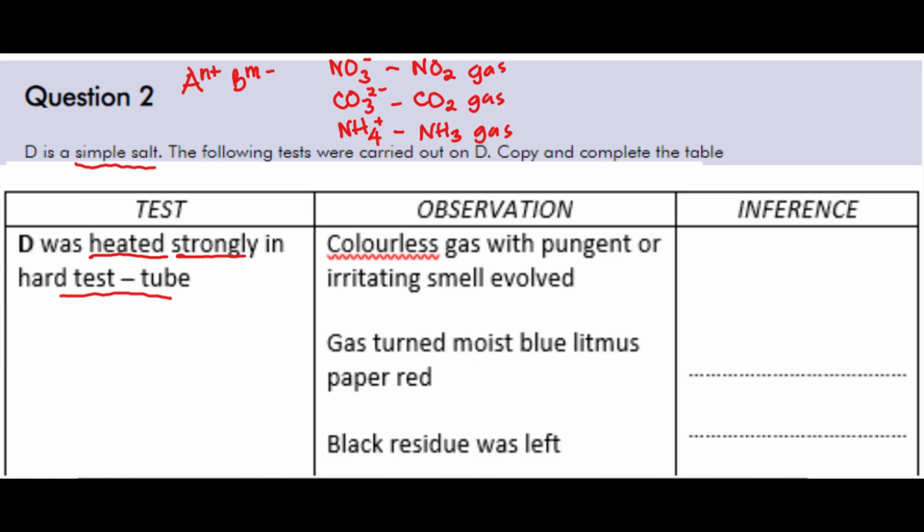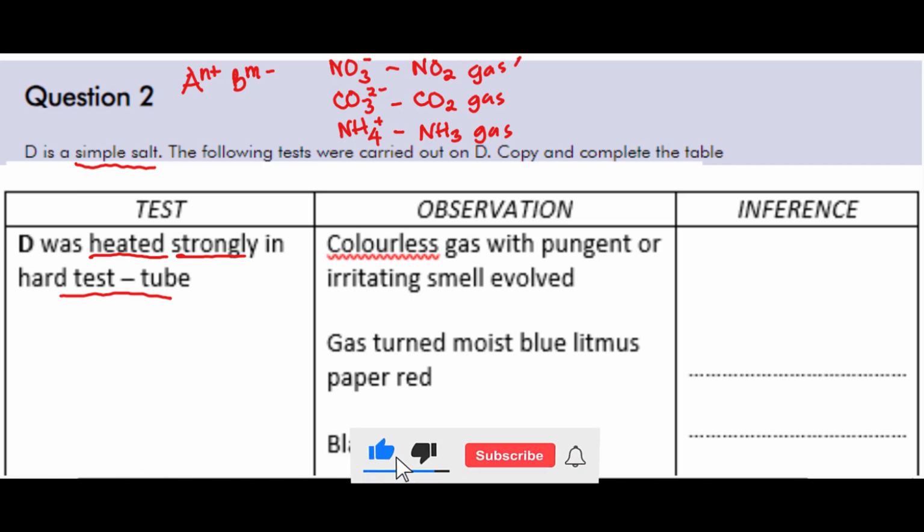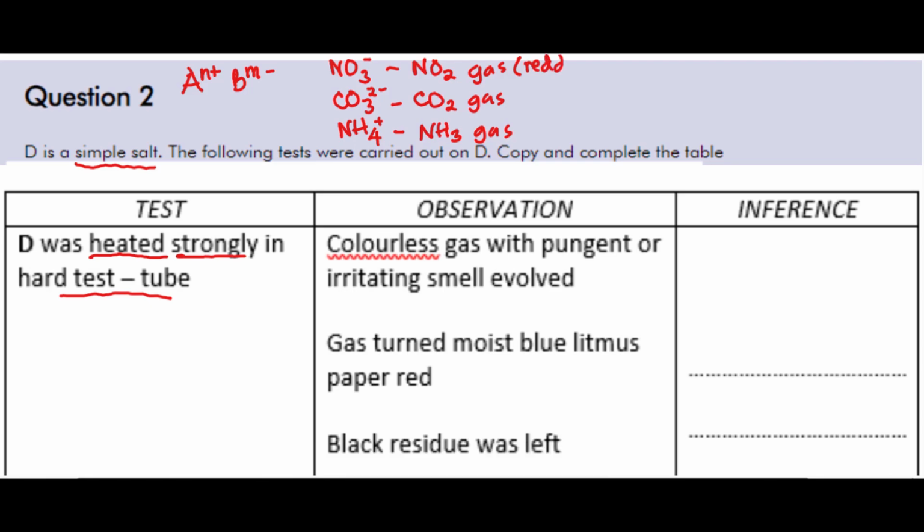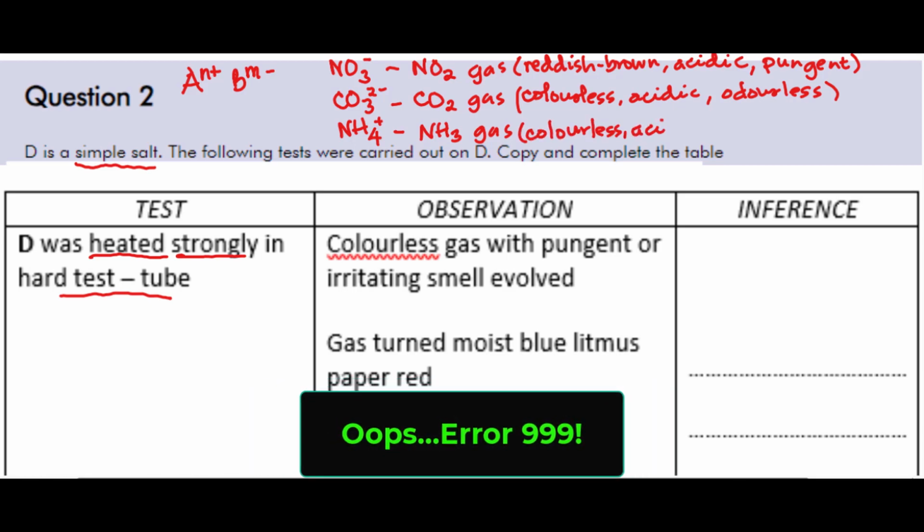And I also gave you how to identify these gases if they are eventually given off. I said NO2 has a reddish brown color. This is a colored gas, reddish brown, and it's acidic, and it has a pungent smell. For CO2 gas, I said this one is a colorless gas. It's also acidic, but it's odorless. While this one is also a colorless gas, it's acidic. In other words, it turns blue litmus paper red, but it's not an odorless gas. It has a pungent, choking, or irritating smell.